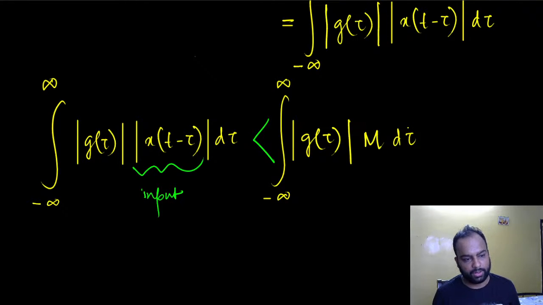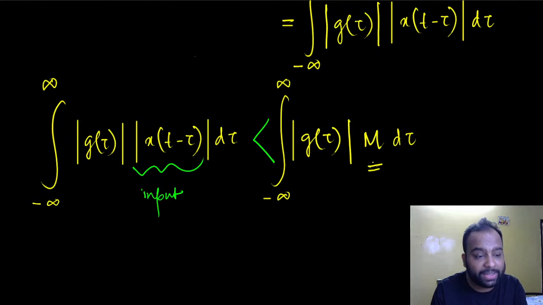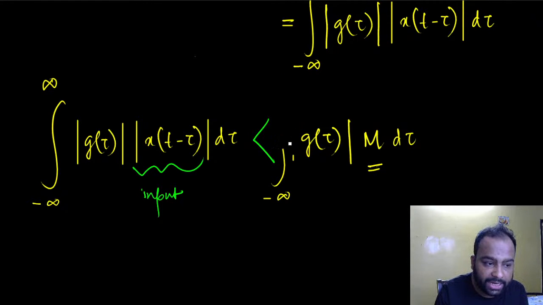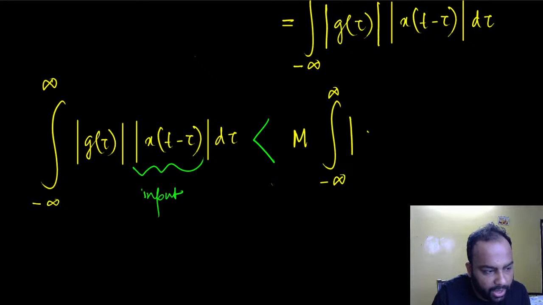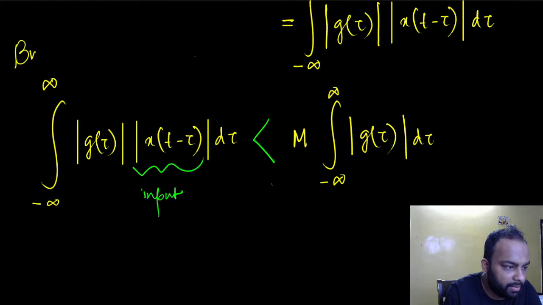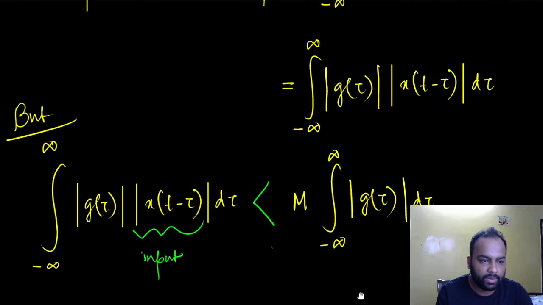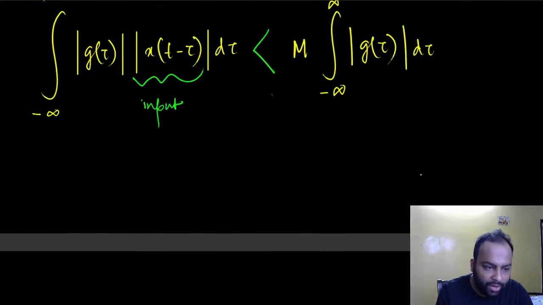Try to understand. But what is this m? This m is a constant. Since this m is a constant, it can go outside the integral. So essentially, instead of writing this, I would write m times the integration from negative infinity to infinity of mod g tau. This is true. So now let's go back to our discussion earlier.